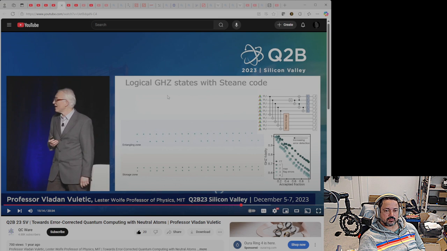So they're physically moving these around? So you're literally using your optical tweezers to physically do it. Okay. You're physically moving these around. Interesting.